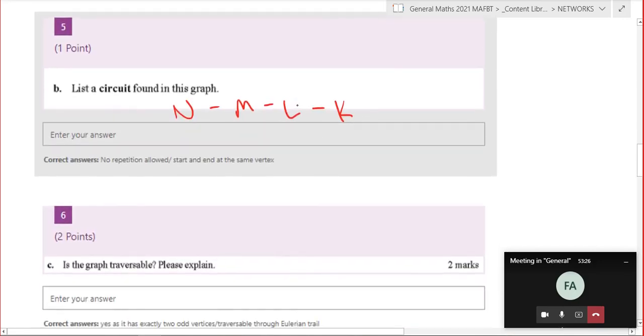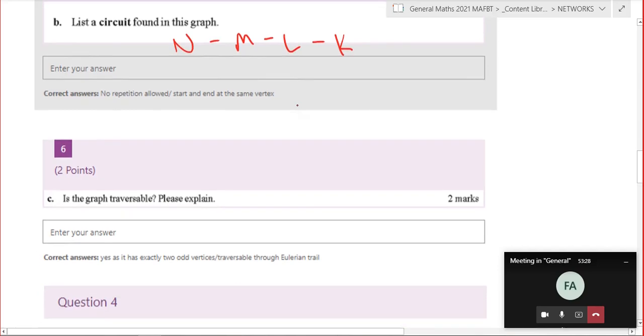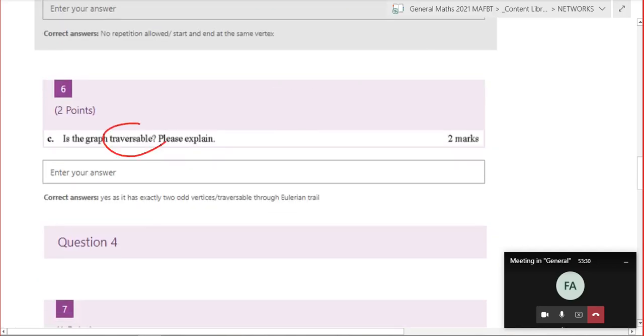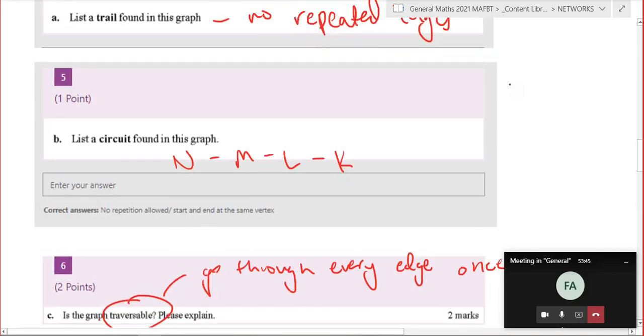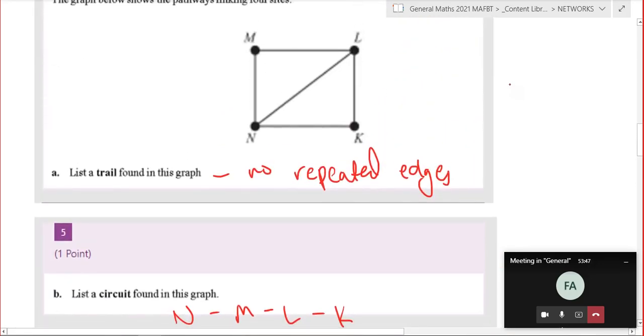All right, let's go. Is the graph traversable? Okay, so traversable just means go through every edge once. That's what traversable means. Can you go through every single edge once? Is this a yes or a no? Well, it is a yes, because if you look, at least two of the vertices are odd.